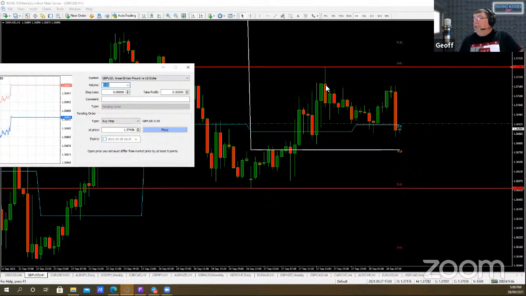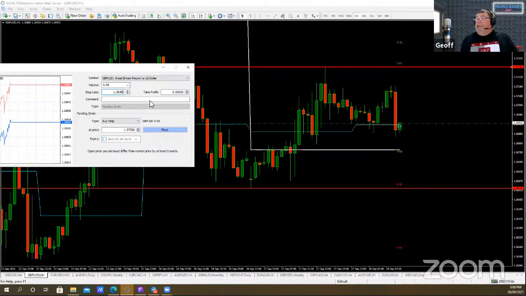1.3728 is the high of that bar. Let's call the entry 1.3733. That's just adding 5 pips to the high of the bar. 1.3733, and the stop loss will be 3 pips below the low of the range, which is this bar here. And the low of that bar is 1.3652, which becomes 1.3649.